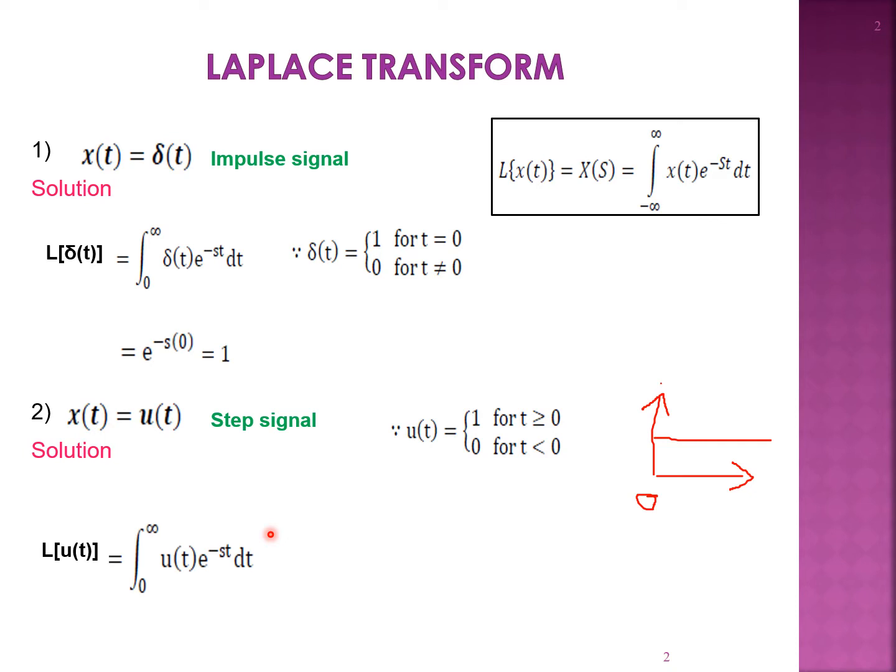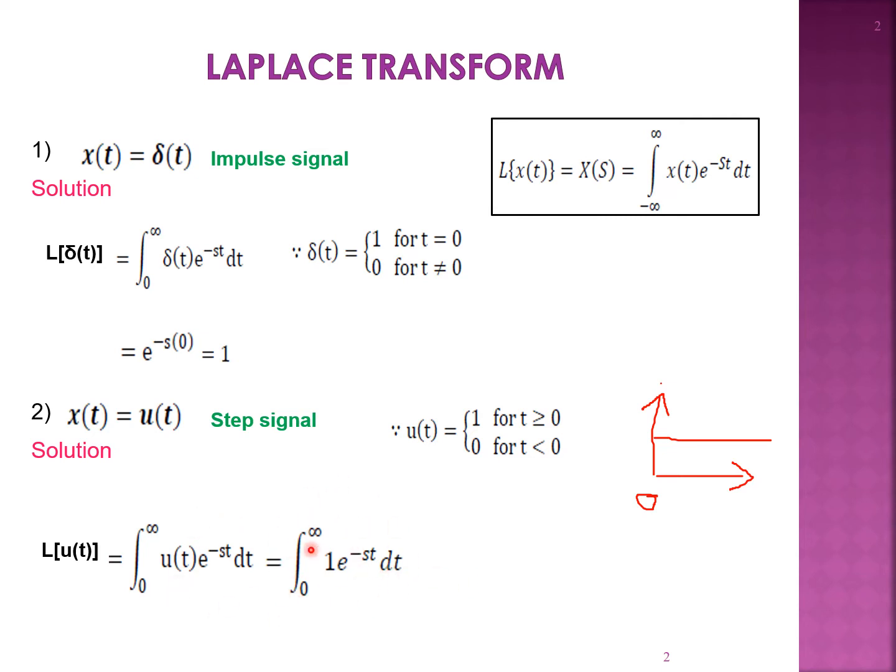So integral 0 to infinity u of t e power minus st into dt. Now what happens? U of t is equal to 1, so 0 to infinity e power minus st into dt. Actually, the limits can be from minus infinity to infinity. Only after you substitute u of t to be 1 in this formula, it changes to 0 to infinity, because u of t is equal to 1 for t greater than 0. That is why the limit of the integration changes to 0 to infinity.